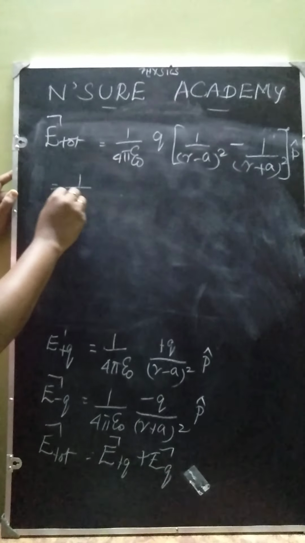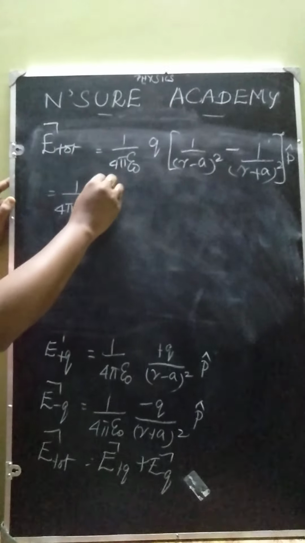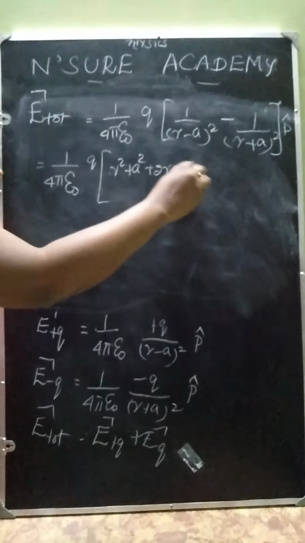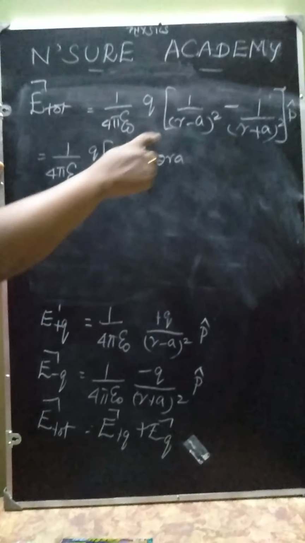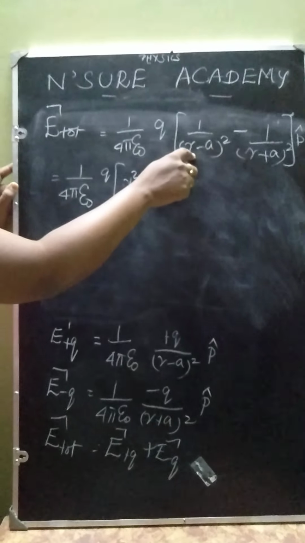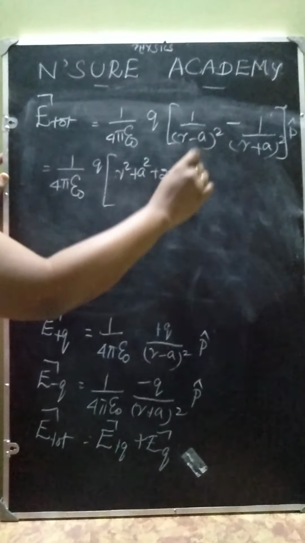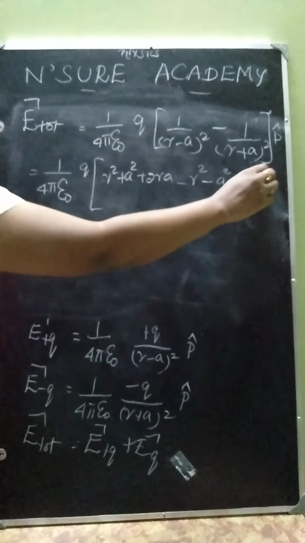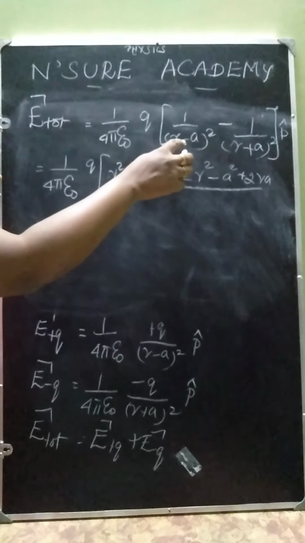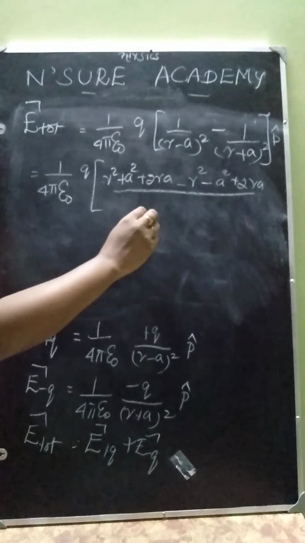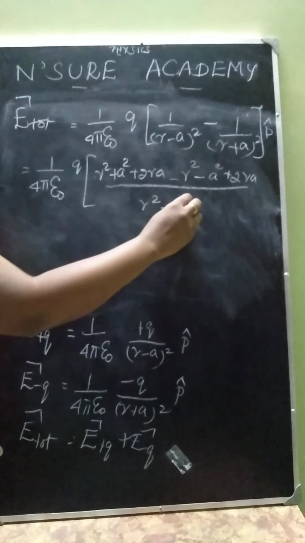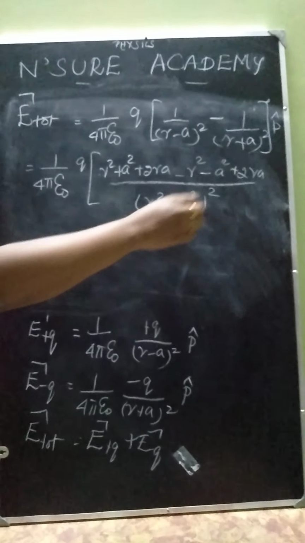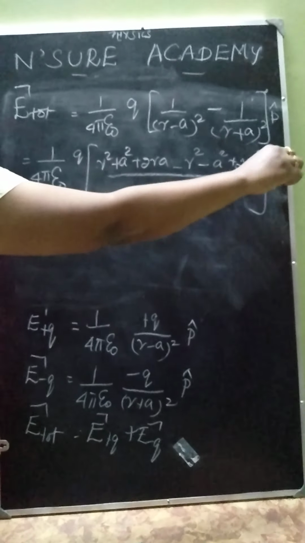Now take LCM. 1 by 4 pi epsilon naught q into r square plus a square plus 2ra, expansion of r plus a. I am just taking the LCM. r square plus a square minus 2ra. If you expand the (r minus a) the whole square, then minus of that one. So minus r square minus a square minus into minus plus 2ra divided by (a minus b) the whole square and (a plus b) the whole square will be (a square minus b square) the whole square. So here (r square minus a square) the whole square into p cap.